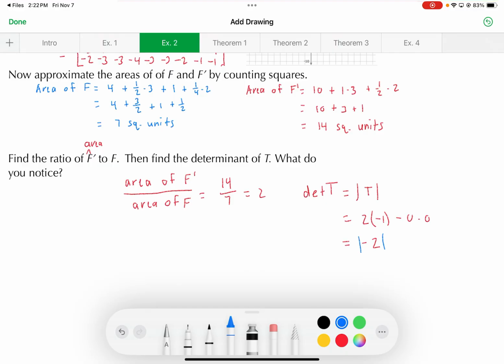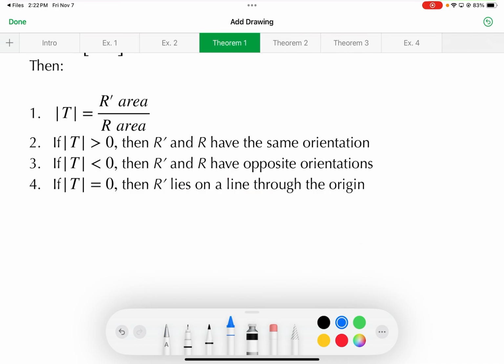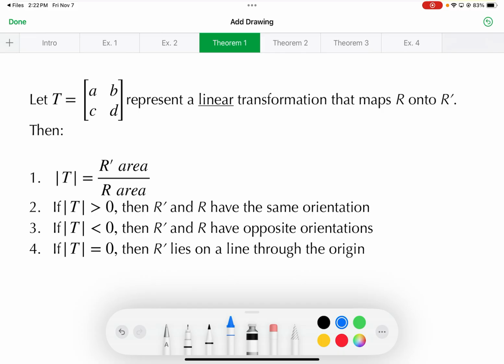And you think that's a coincidence? Yes. It is not. It is not a coincidence. If we go to our next page, we actually have a theorem. Okay, let T be a 2 by 2 matrix that represents a linear transformation mapping R onto R prime. Then the determinant of T has to equal the ratio of the areas R prime and R. So that's what we just saw.